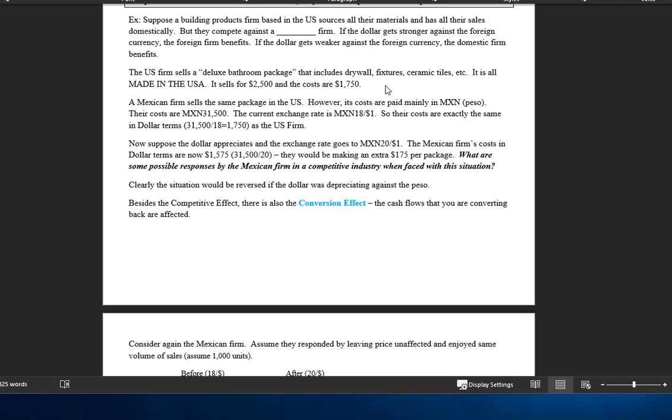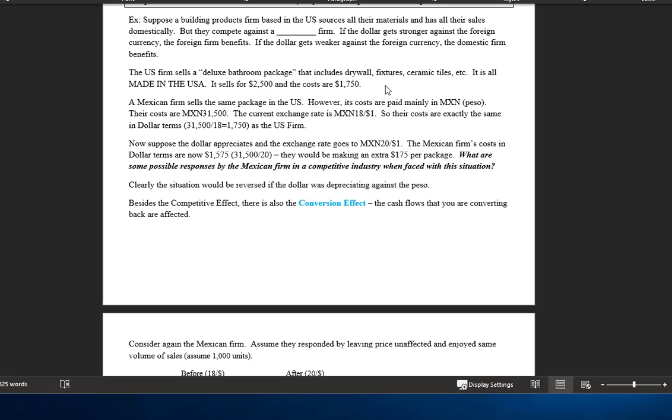So what are some possible responses by the Mexican firm in a competitive industry when it's faced with this situation? Well, I could think of a couple. One would be to keep my price the same and start banking that extra money. Or, and this is probably the more likely response, I'm going to drop my prices some to grab more market share. If my prices go down by $100, let's say, I'm still making 75 more than I was before, but in a competitive marketplace, I'm likely to grab market share.